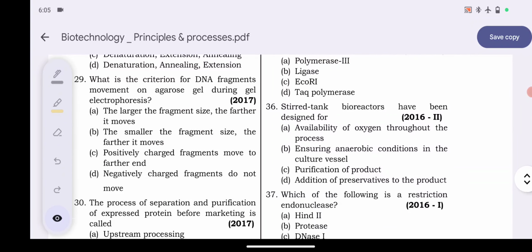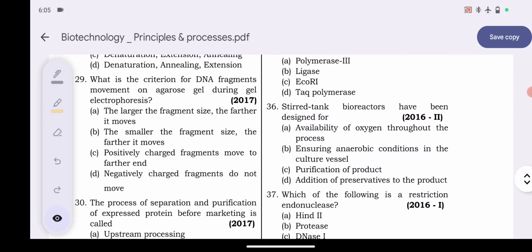What is the criterion for DNA fragments movement on agarose gel during gel electrophoresis? Option A. The larger the fragment size, the farther it moves. This is wrong. If it is smaller, it will move farther. The smaller the fragment size, the farther it moves. Correct one. Positively charged fragment move farther end.